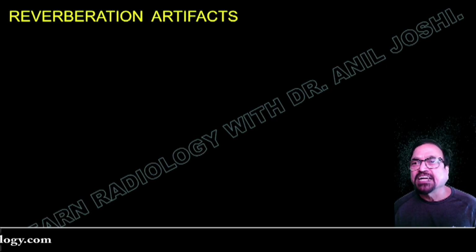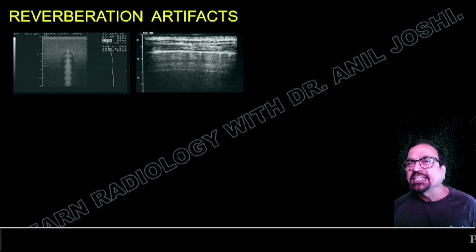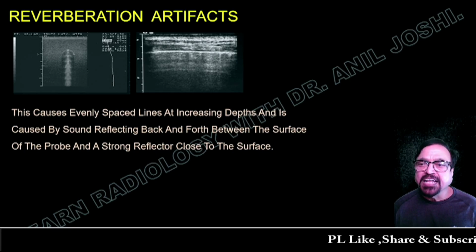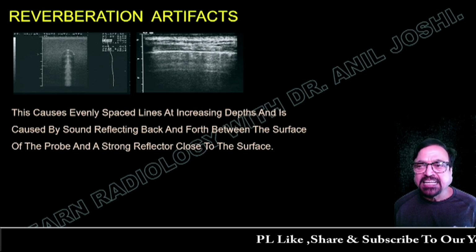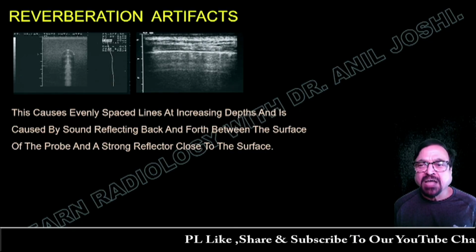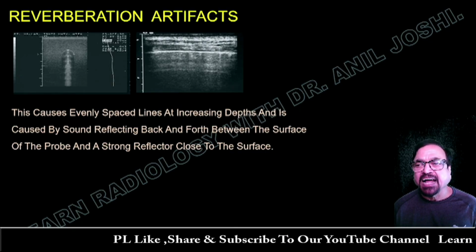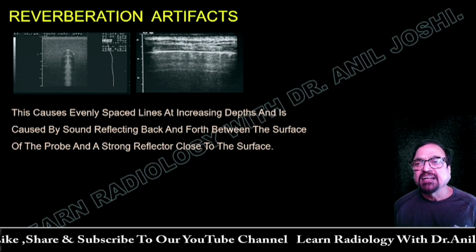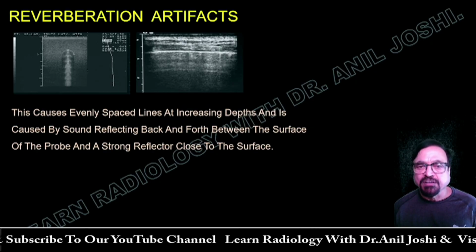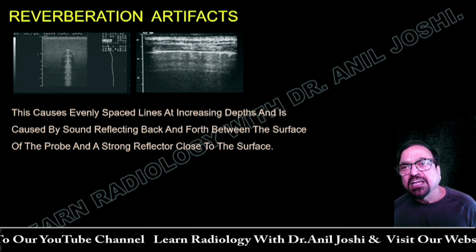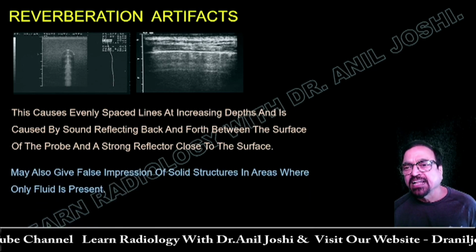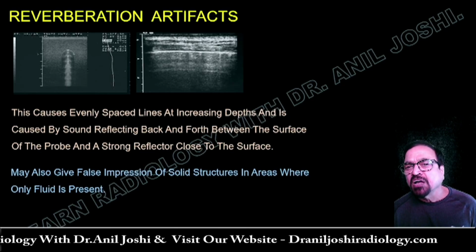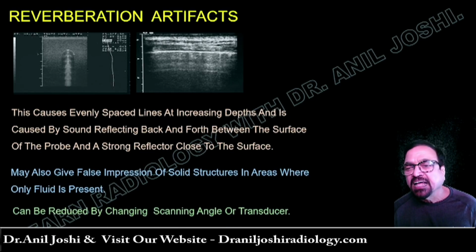Now, reverberation artifacts, you can see in the diagram, they are shown. These cause evenly spaced lines at increased depth and are caused by sound reflecting back and forth between the surface of the probe and strong reflectors closer to the surface. So this is the illusion. They are actually not there.